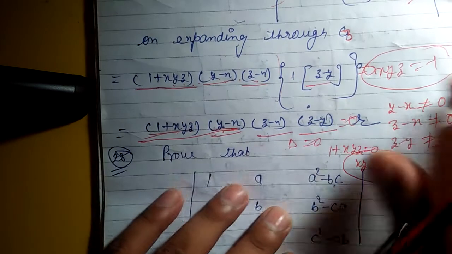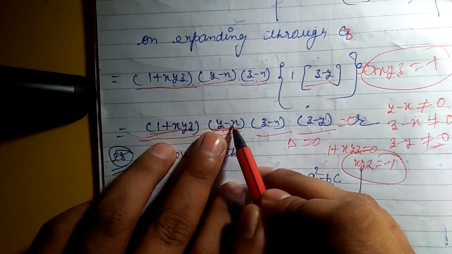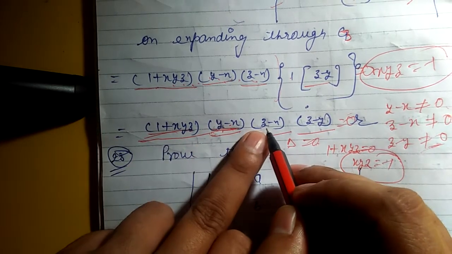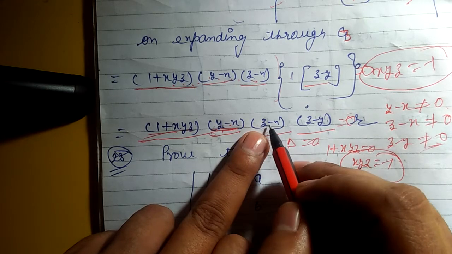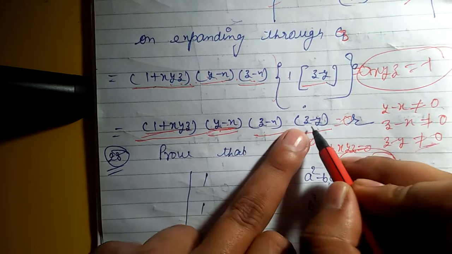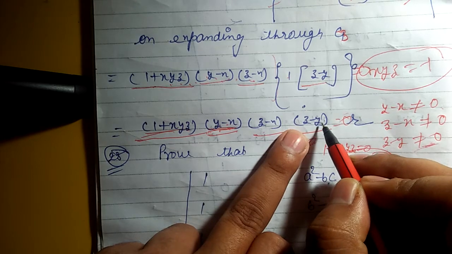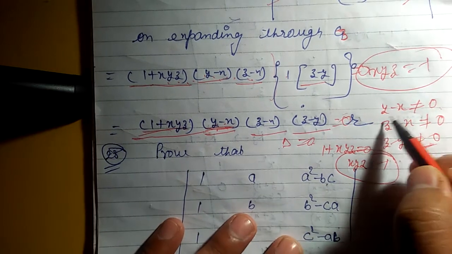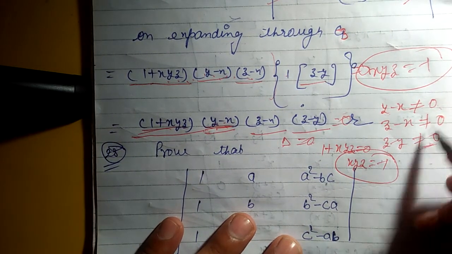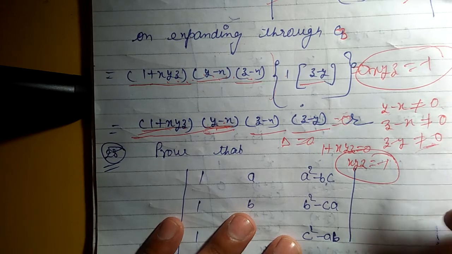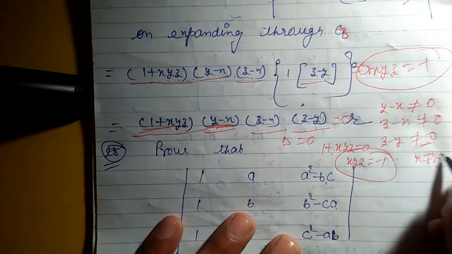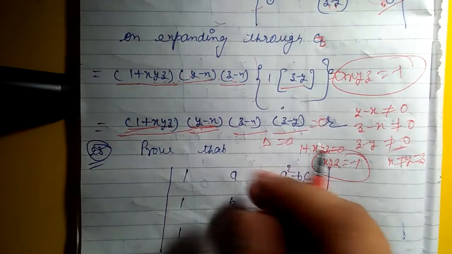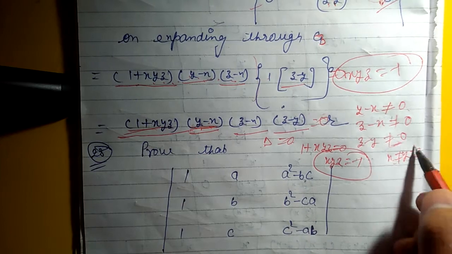Okay, so because it is y minus x, the value of y minus x cannot be 0 at all, because y cannot be equal to x, and the value of z minus x cannot be equal to 0, because z and x cannot be equal, and z minus y cannot be equal to 0. So we have written here y minus x cannot be 0, z minus x cannot be 0, z minus y cannot be equal to 0, because x does not equal y does not equal z.